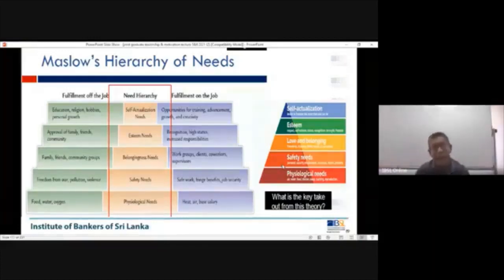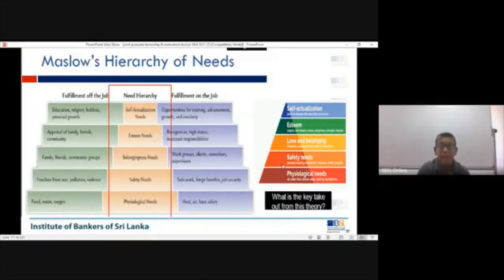And what is the criticism of Maslow's theory? One of the main criticisms is that not everybody has these five hierarchy needs. They may stop with the first and second one. Nobody has all these five needs. So you cannot see all five needs in each and every employee. That's the first criticism of this theory.